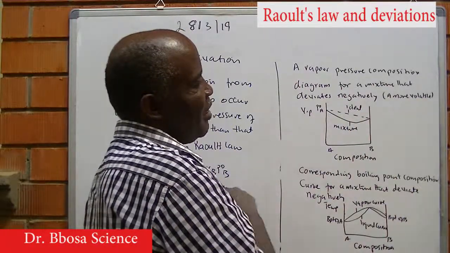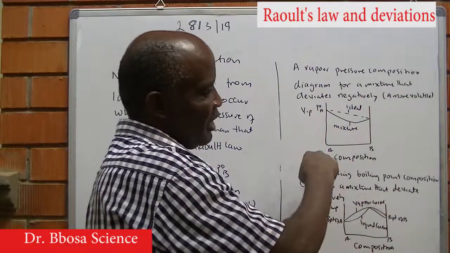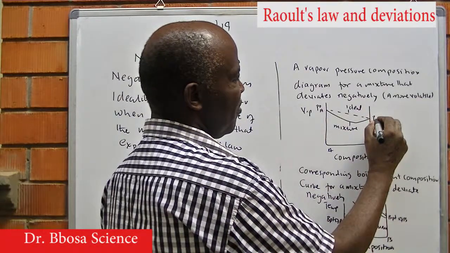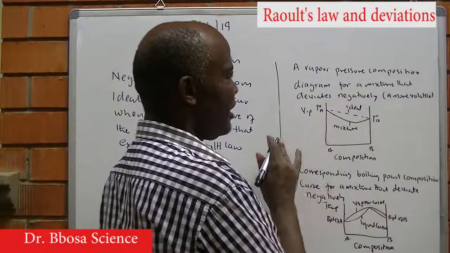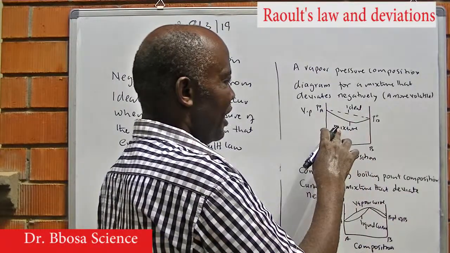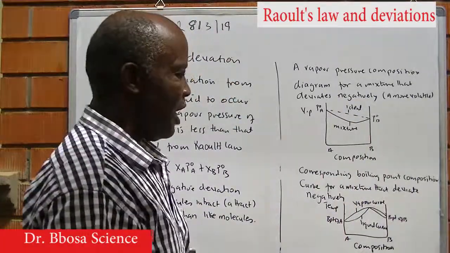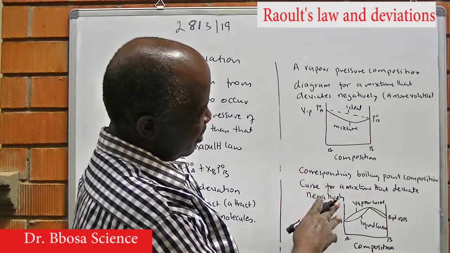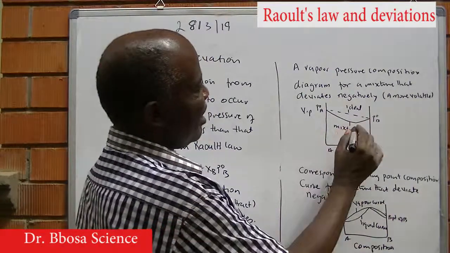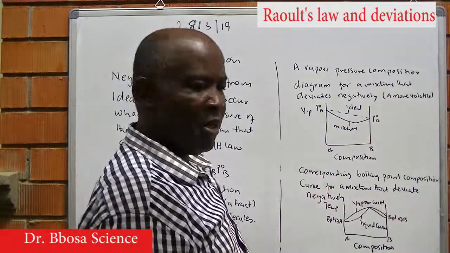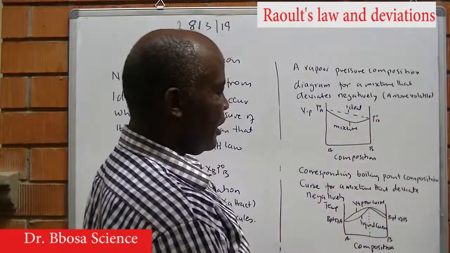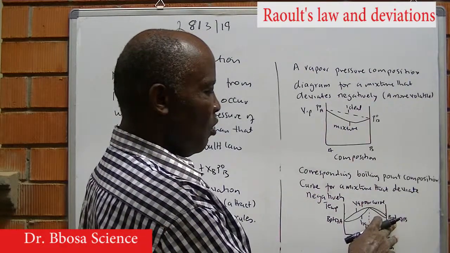When we draw a vapor pressure composition curve for a mixture that deviates negatively, A is more volatile, meaning it has a higher vapor pressure than B, which is less volatile. So the vapor pressure of B is this one, the vapor pressure of A is this one. From ideality, we expect a straight line, but the vapor pressure of the mixture is lower than that expected from an ideal solution. When you look at the corresponding boiling point composition curve, a minimum in the vapor pressure causes a maximum in the boiling point. So the boiling point of the azeotrope is higher than the boiling point of either A or B.